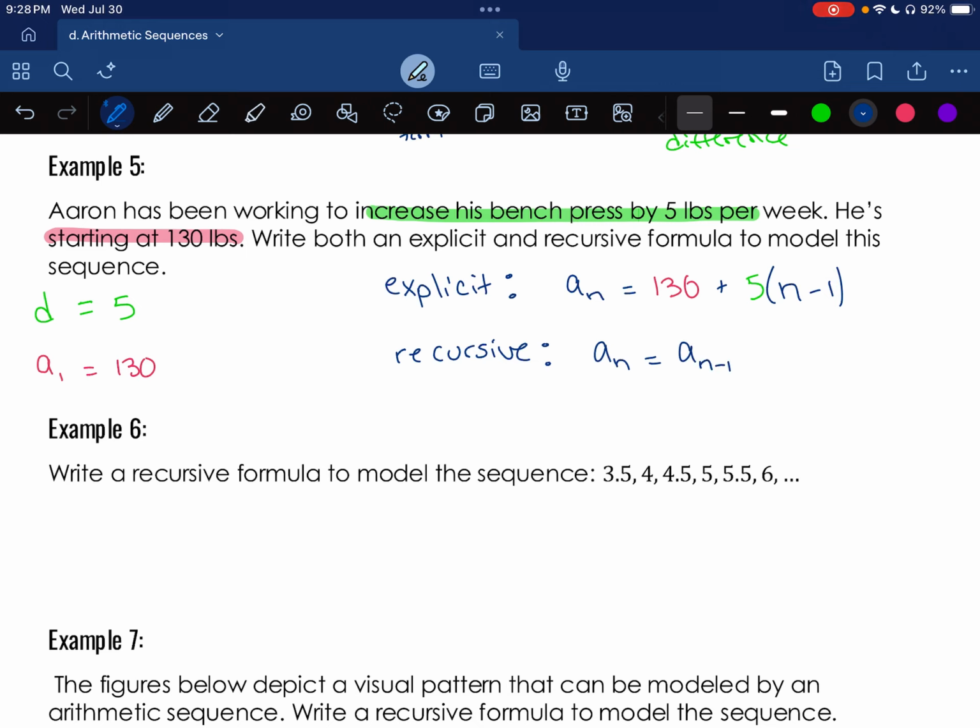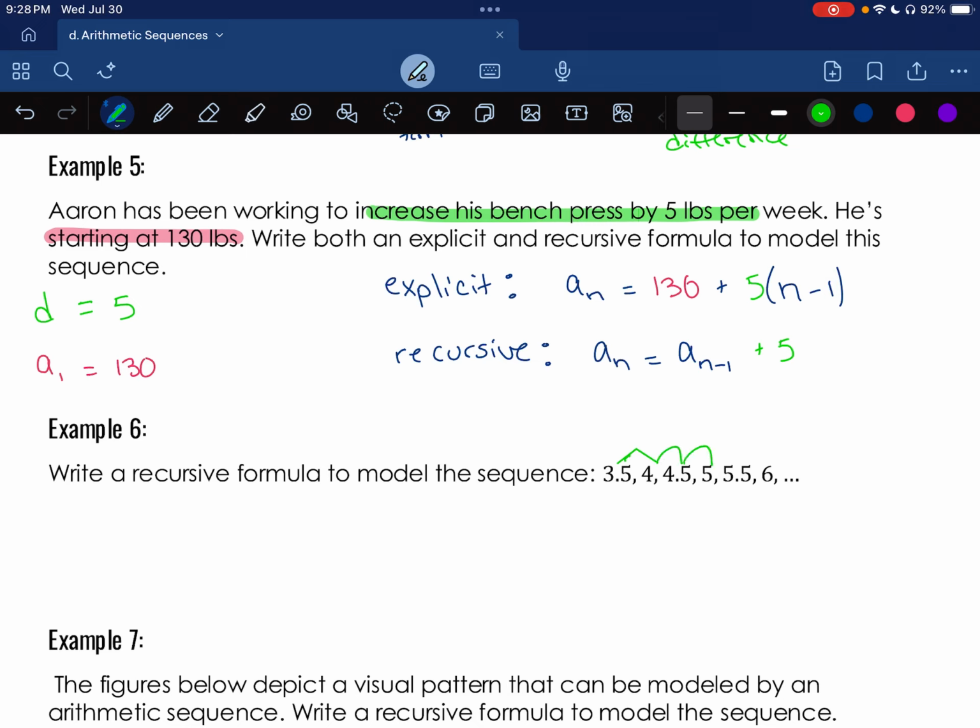All right, so now your recursive formula here for the boring sequence, we just need to find our common difference. So 3.5 to 4, okay, 4, 4.5, 4.5 to 5. Hopefully you can see that this is increasing by 0.5. So my recursive form will look like a sub n is equal to a sub n minus 1 plus 0.5.